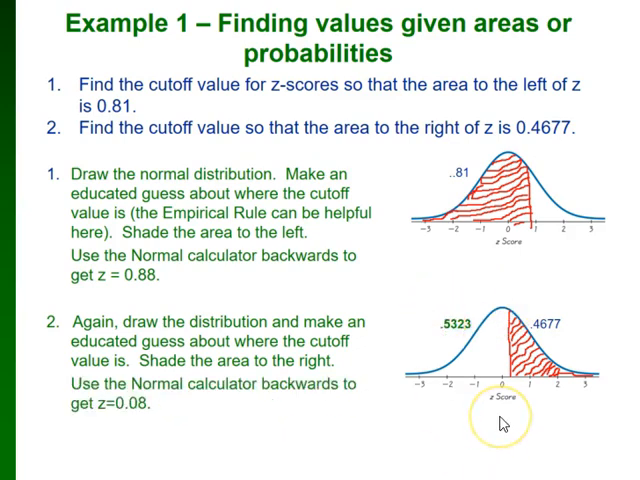We could use our normal calculator backwards. We can either put in 0.4677 in the box to the right of the equal sign and use a greater than or equal to as our inequality, or if we wanted to, we could put this value into the box and use a less than or equal to for our inequality. It doesn't matter which way we do it, either way we should come out with the z-value being 0.08.